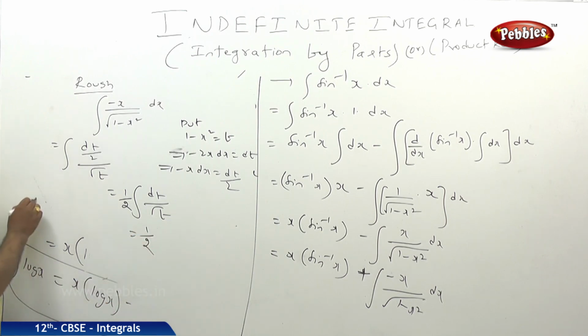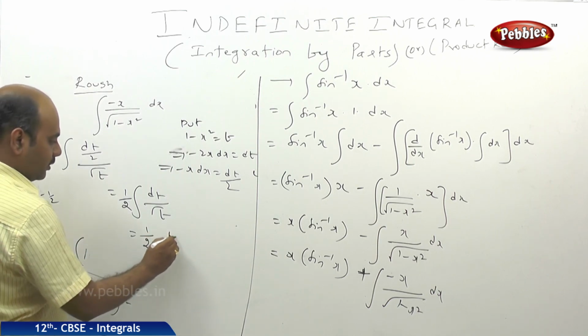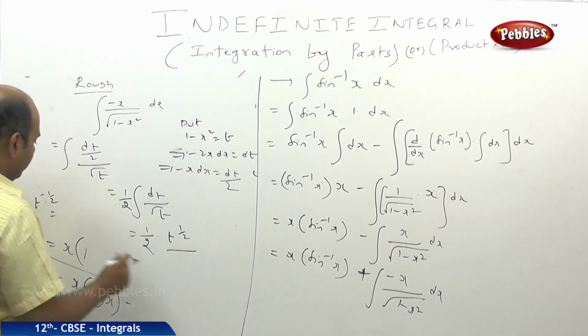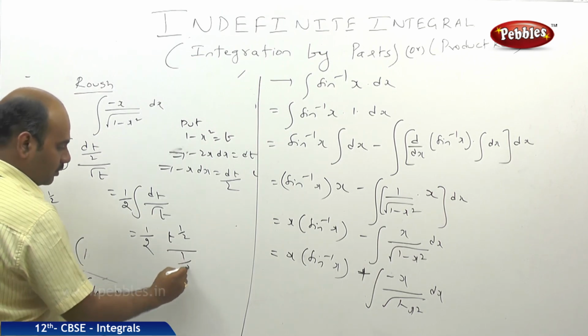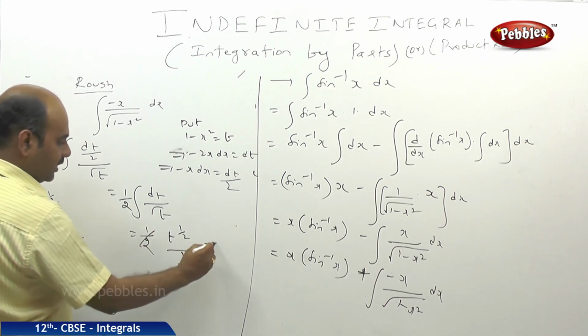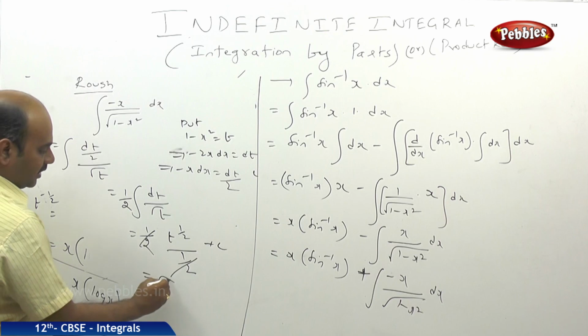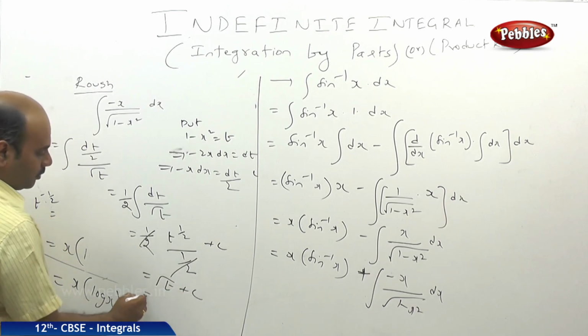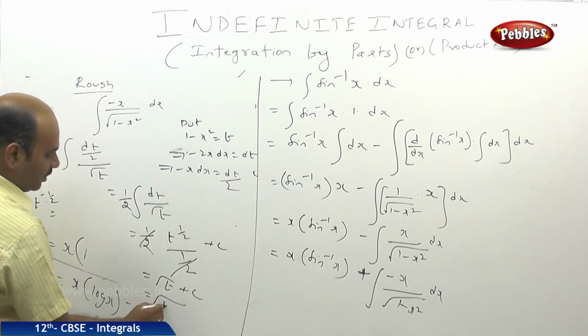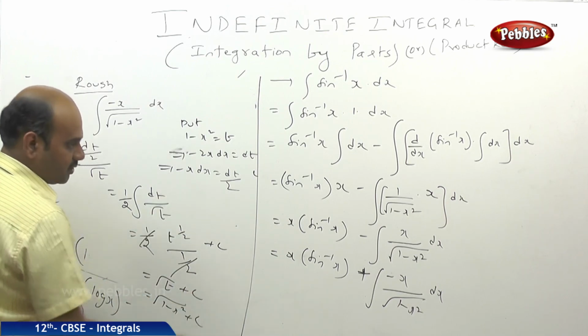Root t means t power 1 by 2. Again it is of the form t power minus 1 by 2. T power minus 1 by 2 means t power minus 1 by 2 plus 1 by minus 1 by 2 plus 1. So what happens? T power 1 by 2 divided by minus 1 by 2 plus 1, which is 1 by 2. I think both will cancel, and we'll be getting the answer as root t plus c. Root t, where t I considered as 1 minus x square, plus c.